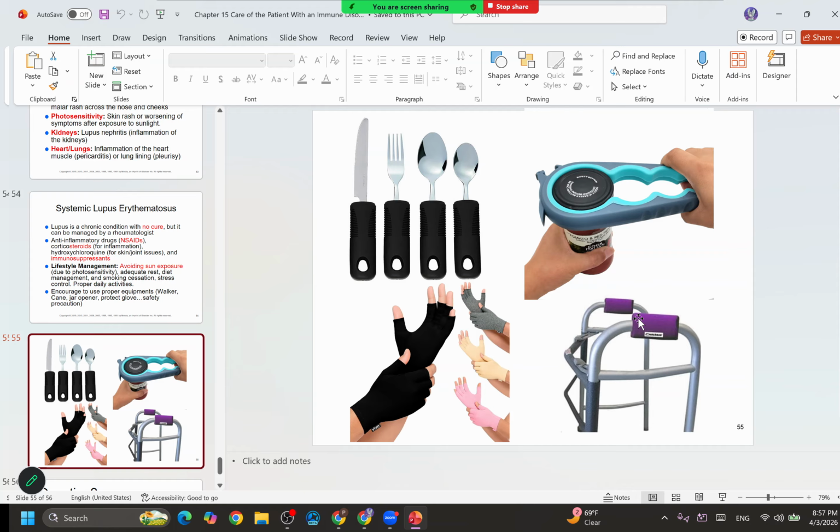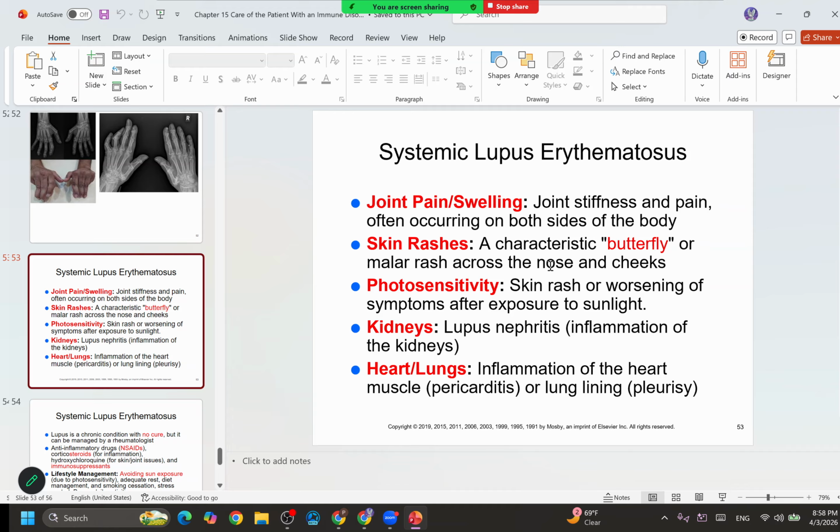Okay, let's go back to the topic here. Joint pain and swelling is very stiff, and it's kind of twitching and becomes deformed. Skin rash is a butterfly rash, on the skin of the nose and cheek.